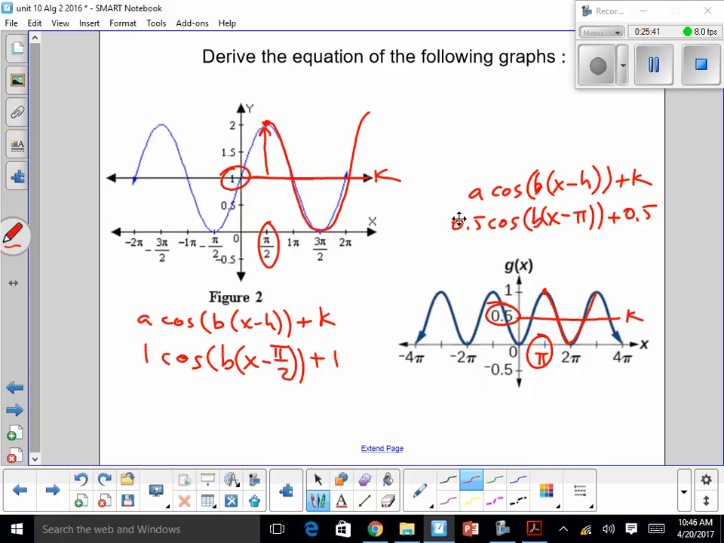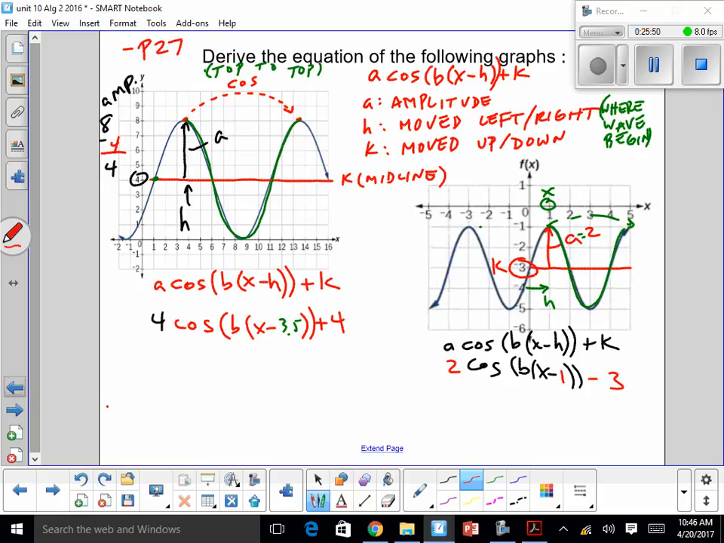Let me see if we can back up for just a second to this guy here. I'm going to do a fake domain and a real range. So here we go. Let's do range first. Back up to page 27. Write down the word range, and write down the word domain.